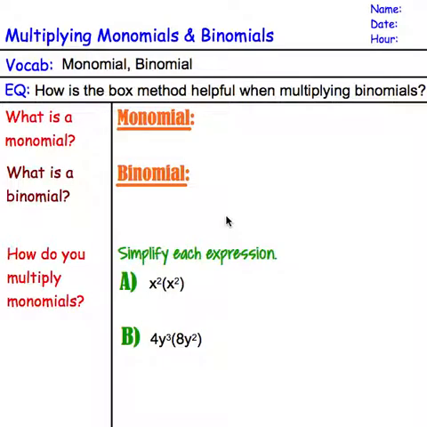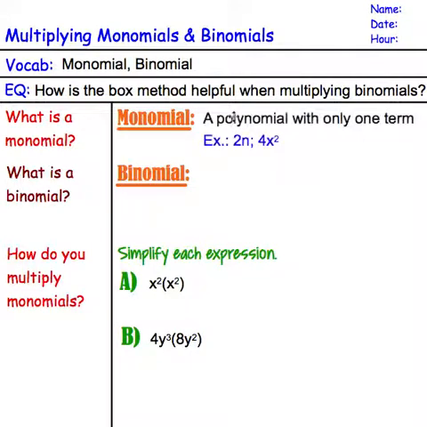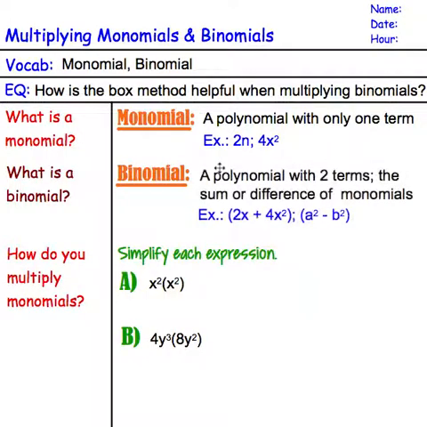Today we're going to talk about multiplying monomials and binomials. But before we can do that, we need to be able to identify what a monomial and binomial are. A monomial is a polynomial with only one term, such as 2n or 4x squared. A binomial, on the other hand, is a polynomial with exactly two terms. It's the sum or difference of monomials. For example, 2x plus 4x squared is a binomial, as is a squared minus b squared.